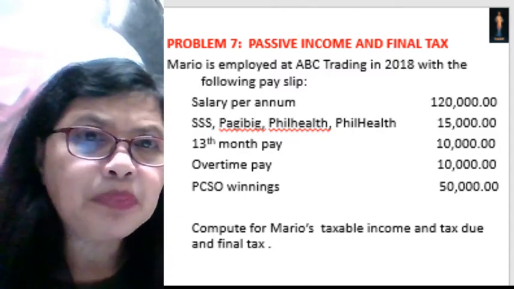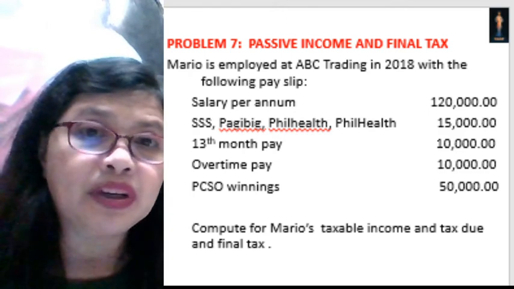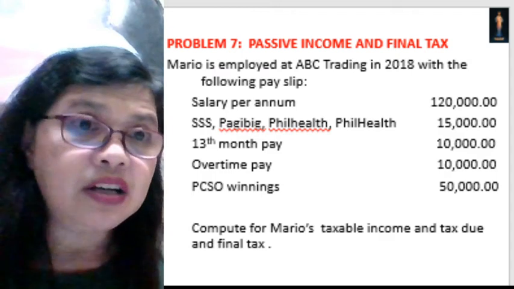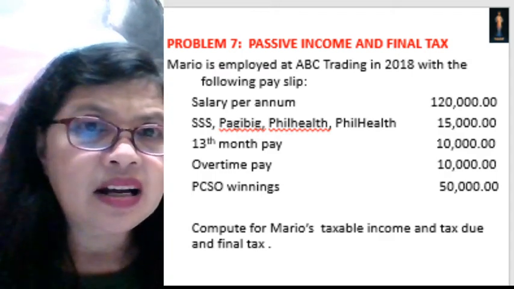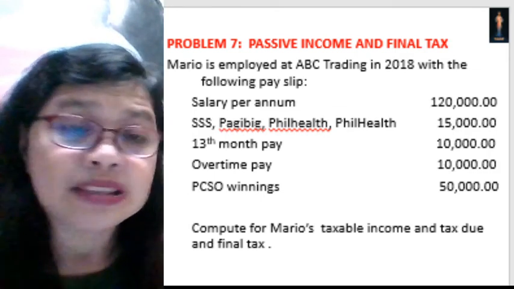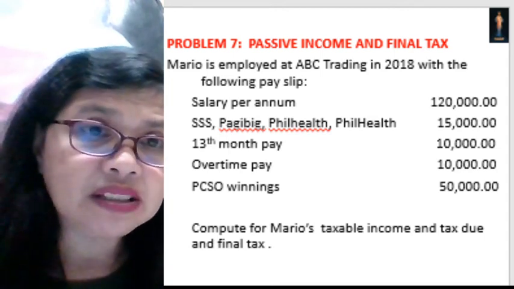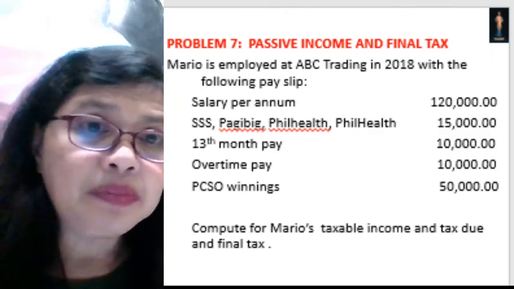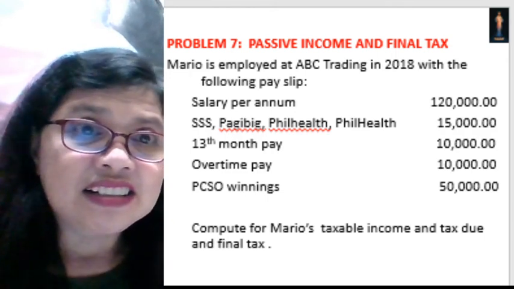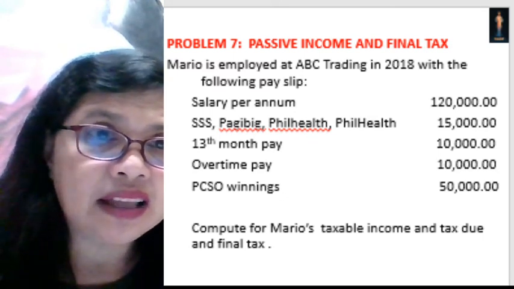Okay, so salary per annum is 120,000. From that statement alone, you can now determine, is Mario tax exempt or not? Is he a minimum wage earner or not? Okay. Then there are mandatory contributions. Are mandatory contributions taxable or non-taxable? Then we have the de minimis benefits, 13th month pay and other benefits. The limit is up to how much? Okay, so up to 90,000. But in this case, it's only 10,000 and 10,000.